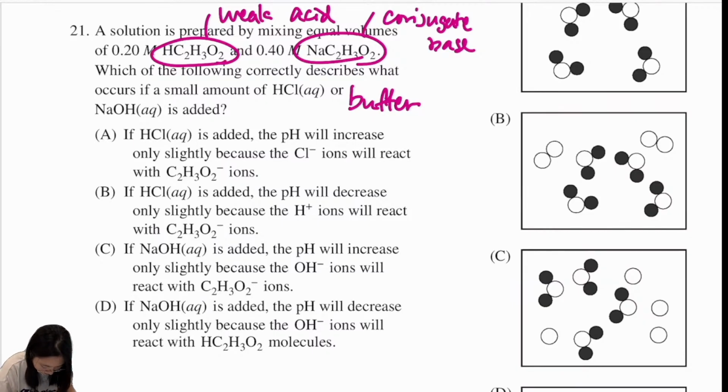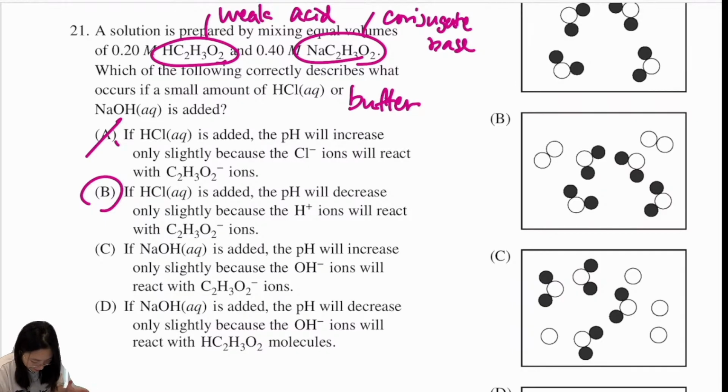So when hydrochloric acid is added, pH will increase? Well, of course not. Hydrochloric acid is an acid, so the pH will decrease, but only by a very small amount. If hydrochloric acid is added, the pH will decrease only slightly because the proton ions are consumed by the conjugate base. Perfect. So the conjugate base reacts with the protons and becomes the weak acid. So the protons are consumed, so it does not affect the concentration of protons as much. So B is the right answer.